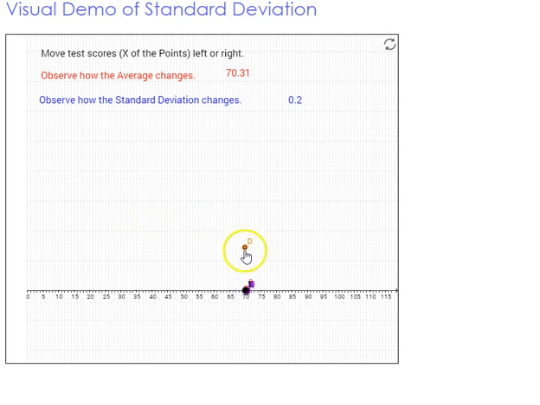So if I bring it back to close to 70.37, it returns to a standard deviation of 0. I hope it helps in understanding what standard deviation is. It's not rocket science.